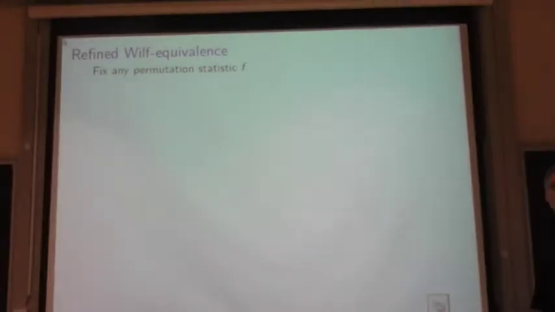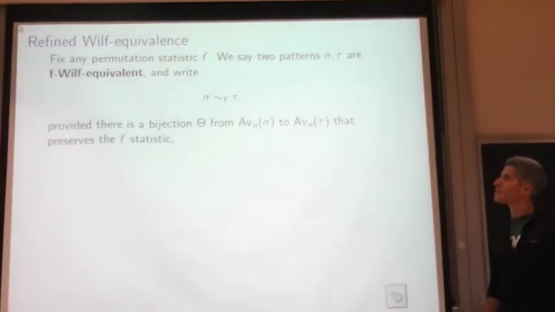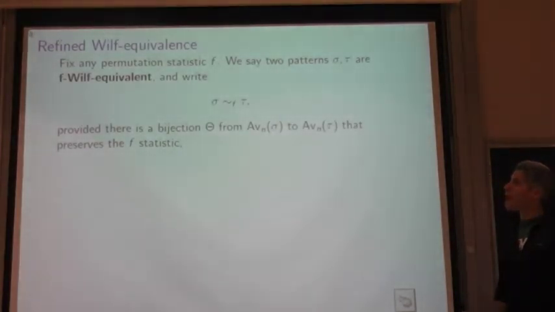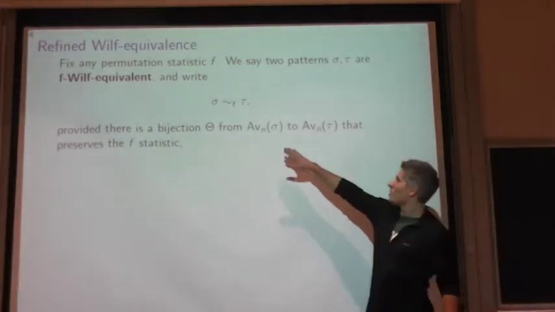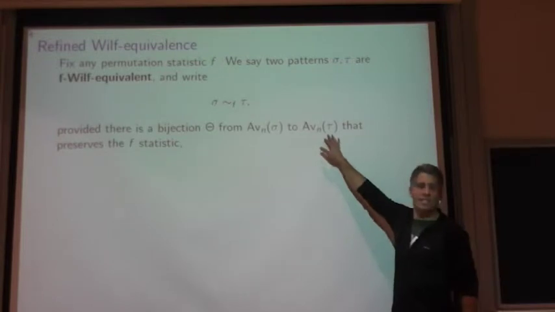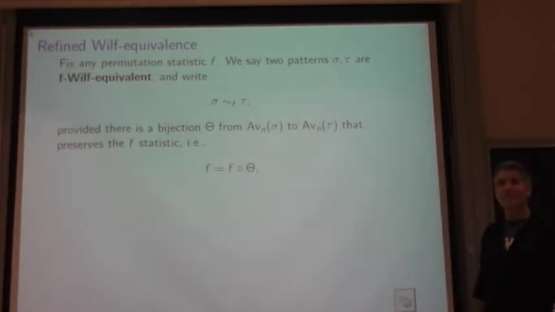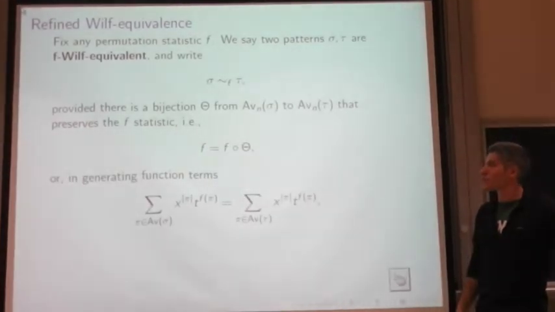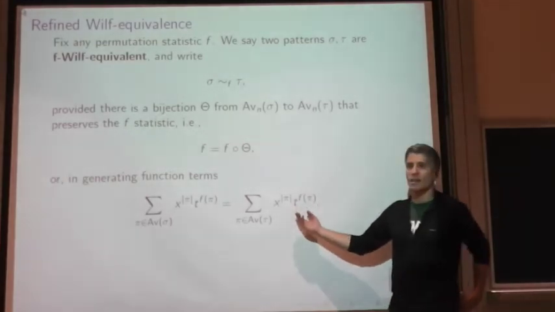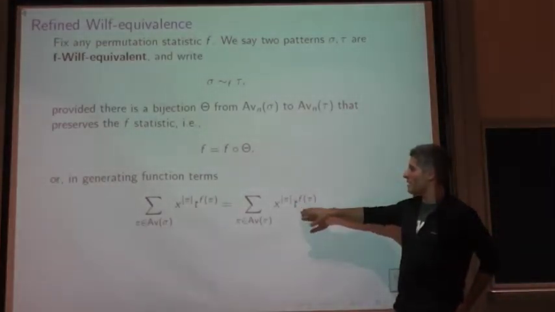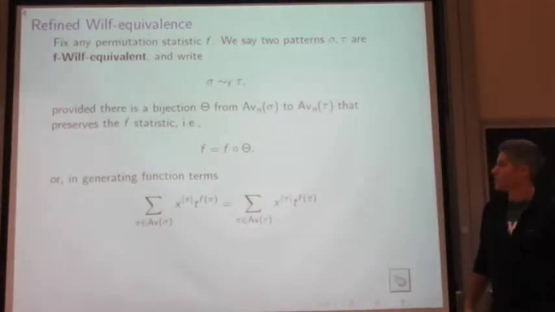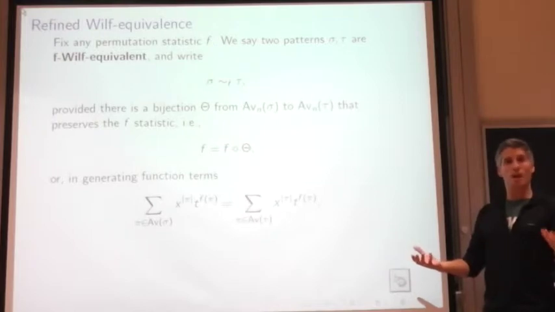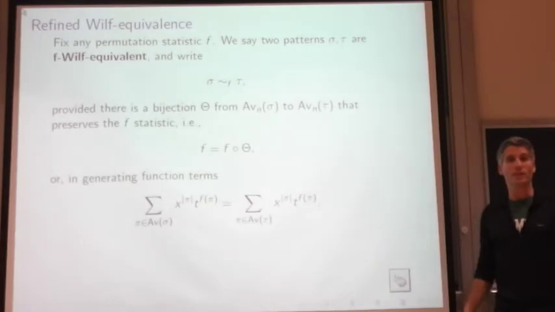Now I want to refine this idea of Wilf equivalence using statistics. If we fix our favorite permutation statistic f, then we say any 2 patterns, sigma and tau, are f-Wilf equivalent, provided there's a bijection theta from here to here that preserves the statistic. Another way to say that is that the statistic is invariant under the application of theta. Another way to say this is in terms of generating functions. If I let t be the variable that keeps track of my statistic, this will be the same as that. In the end, what you're saying is that the number of things with a set statistic value on one side is the same as the number on the other side. So it's equidistributed.